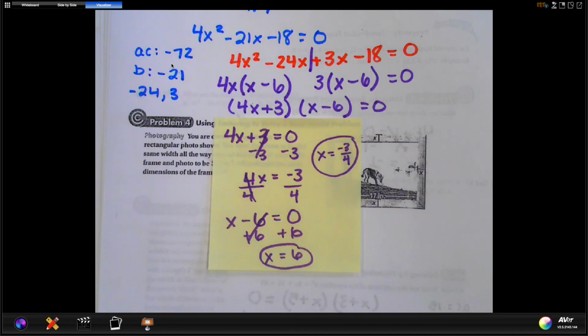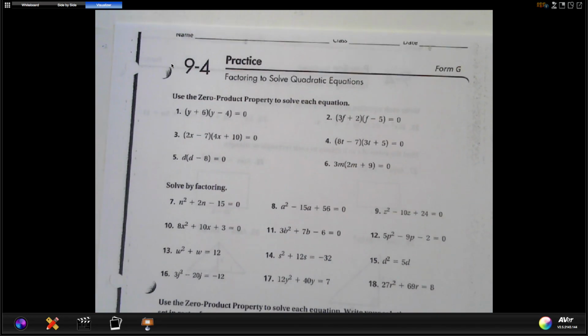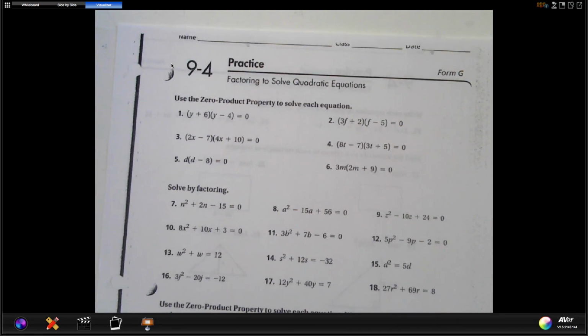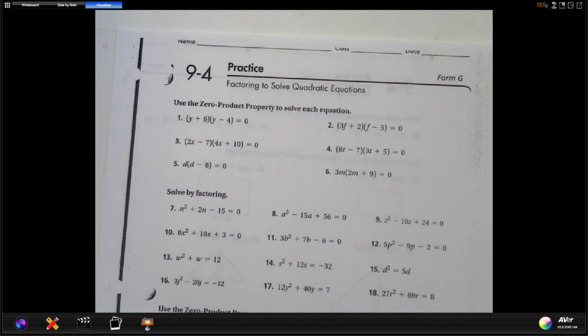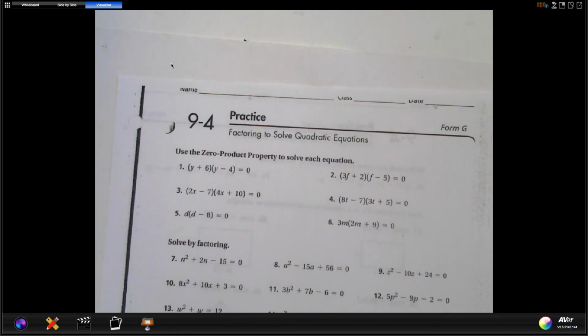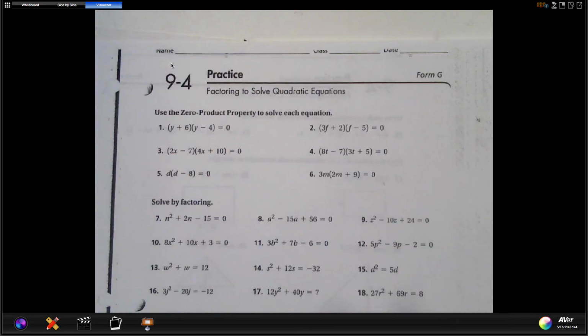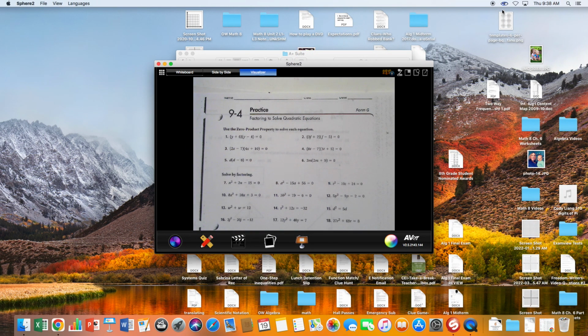That is the lesson. For our assignment today on our 9-4 practice, we're only going to do 1 through 18. Okay, good. Any questions on here from people?